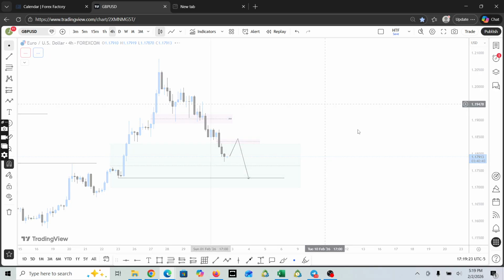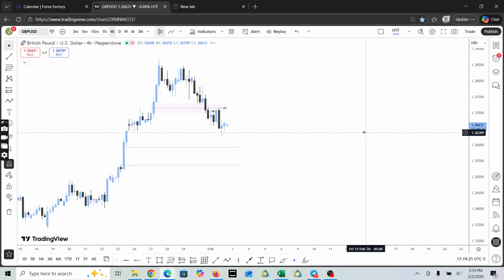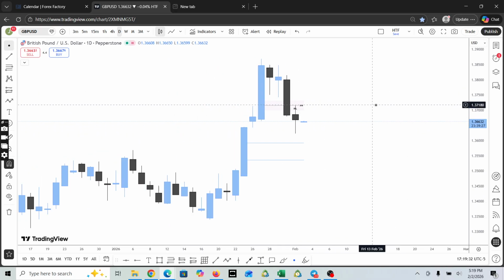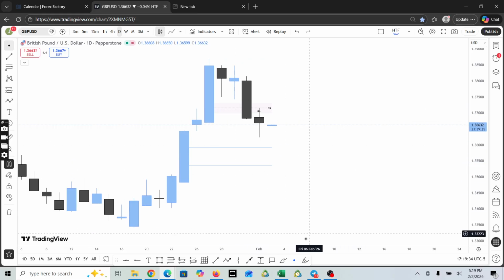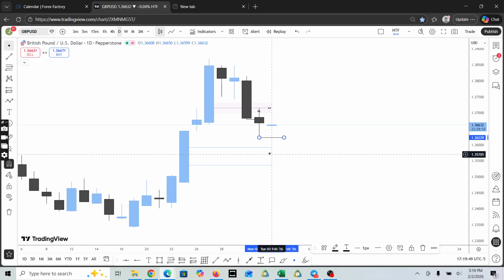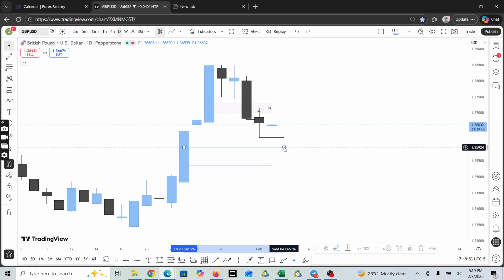Let's switch to GBPUSD. GBPUSD on the daily. The candle close is good. It closed below the previous day's candle. This is good. This is a good sign that we want to see a continuation. So this target, and then also what I have here, these are H4 levels. These are also very good targets.